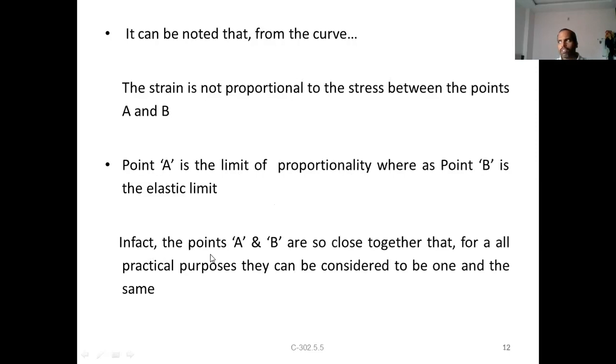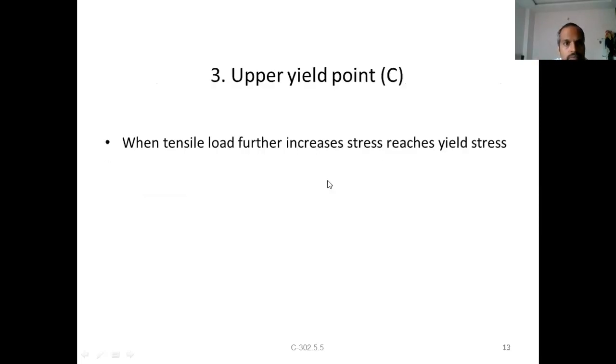How do you identify it? Your graph will be a straight line up to a certain point. That point is nothing but the limit of proportionality. The second one is the elastic limit, and the next, third one, will be the upper yield point.